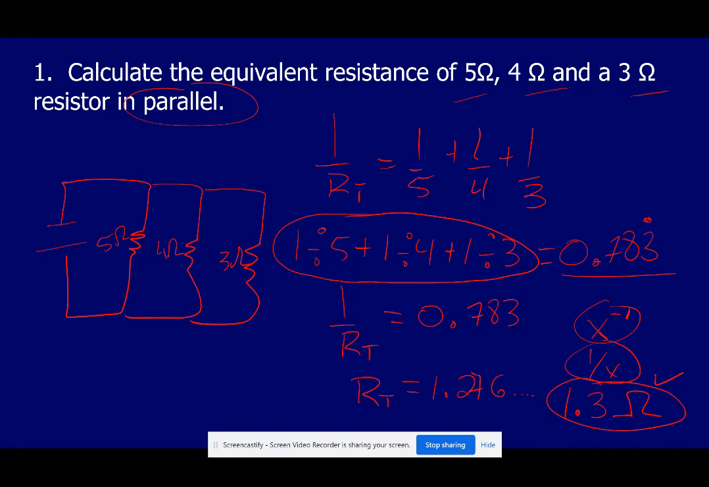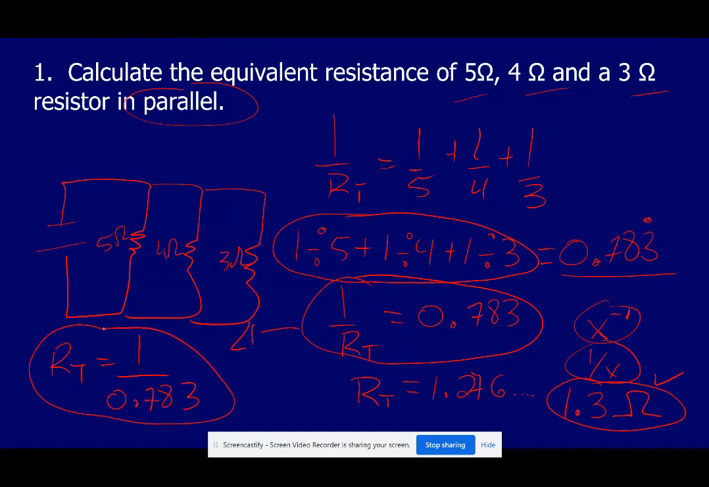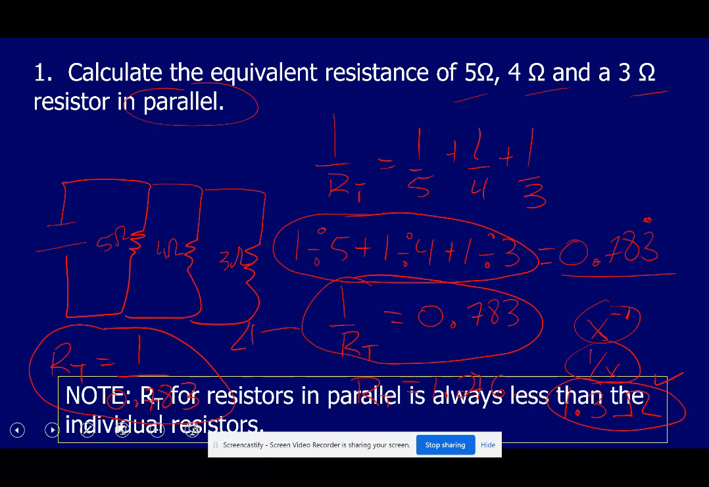Really what you're doing there, if you want to know, it is just a button on your calculator, but what you're doing is you're swapping the RT and the 0.783. So RT is actually equal to 1 over 0.783. So if you're really struggling, you could just punch that into your calculator and type in 1 divided by 0.783. You'll be off by just a little bit because that 3 is repeating on my calculator, but it should still round to 1.3. You should still get the right answer on any sort of assessment, okay?